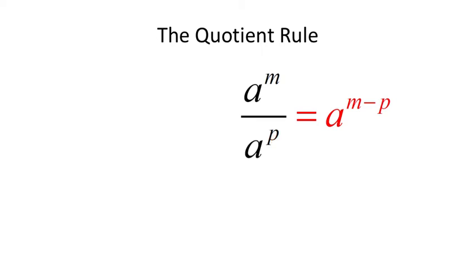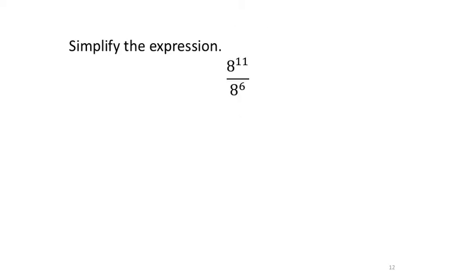So that pretty much takes care of both parts of the objective, as long as you can see that when you're dividing the same bases, you subtract exponents. And as long as you can see that when you're multiplying the same bases, you add the exponents, then you have the objective down.